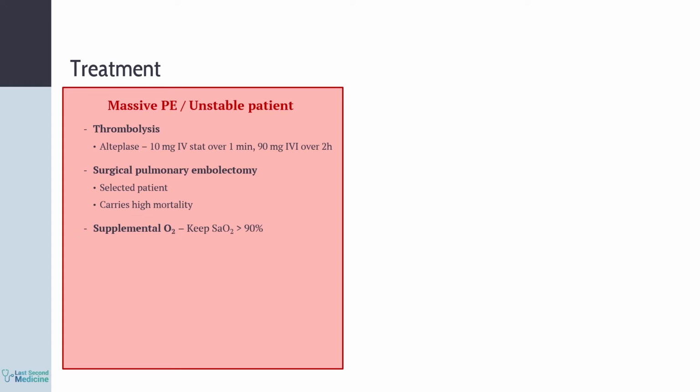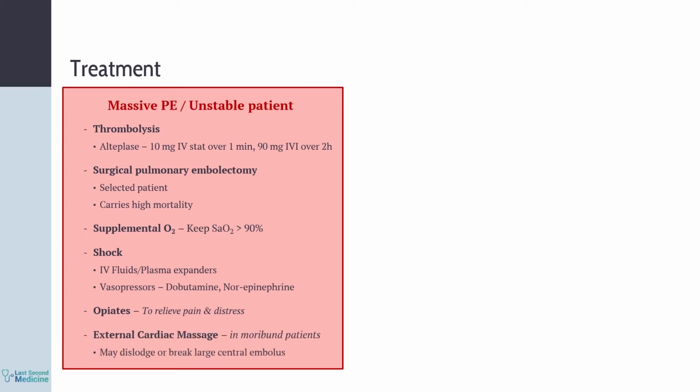Supplemental oxygen is given to hypoxemic patients to maintain oxygen sats greater than 90%. Circulatory shock should be treated with IV fluids or plasma expanders. Vasopressors, such as dobutamine and norepinephrine, can then be added if needed. Diuretics and vasodilators should be avoided, as they will reduce cardiac output. Opiates may relieve pain and distress, but are used with caution in hypotensive patients. Sometimes, external cardiac massage in a moribund patient may be successful by dislodging and breaking up a large central embolus.